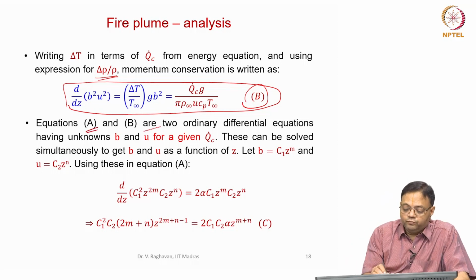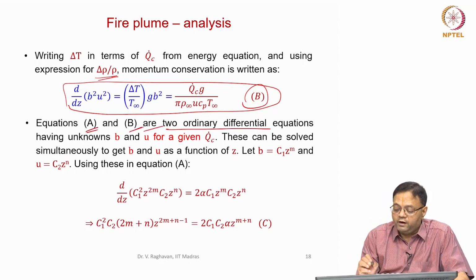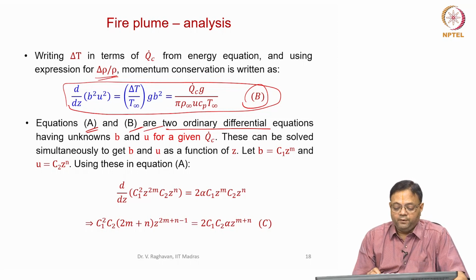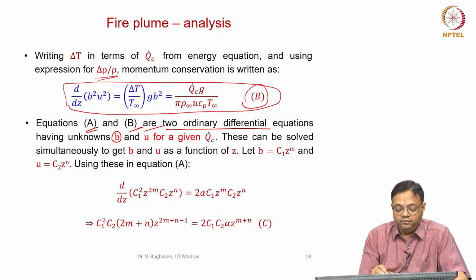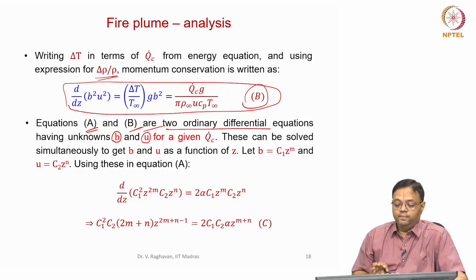So here A and B are two ordinary differential equations, and the unknowns are the radius at a particular height, the plume radius, and the plume velocity. That's it.